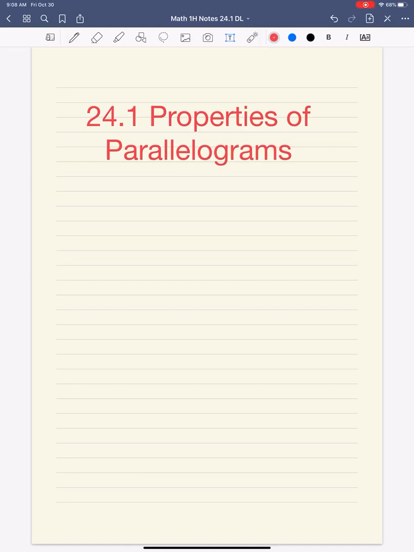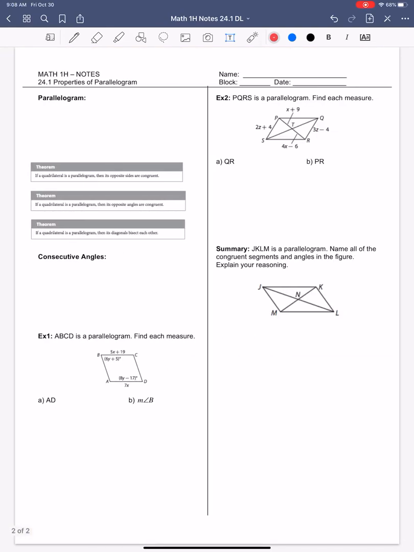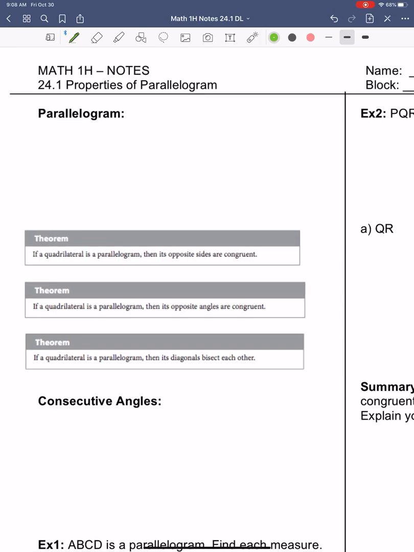Okay, we're going to jump into lesson 24.1, which is on properties of parallelograms. And so we've got a bunch of theorems here that talk about these properties of parallelograms. And I'm going to go ahead and draw a parallelogram here so that we can look at this visually as well as in the writing there.